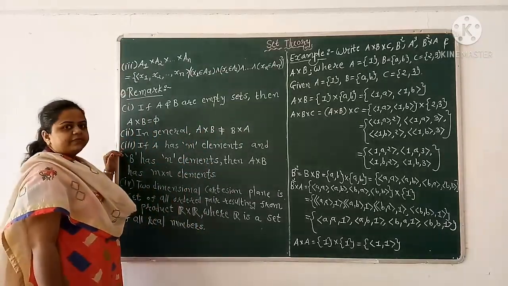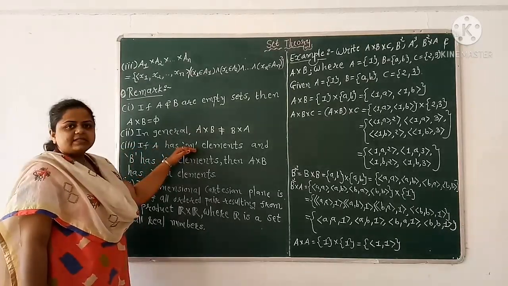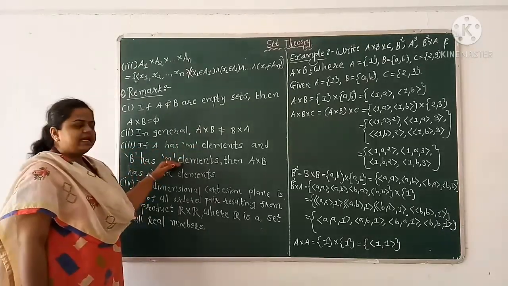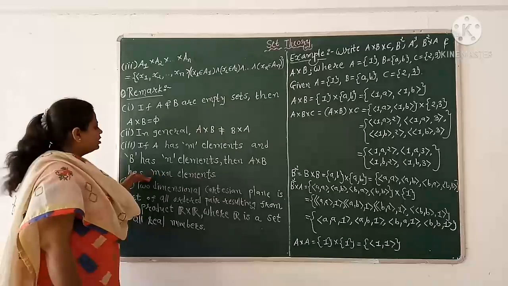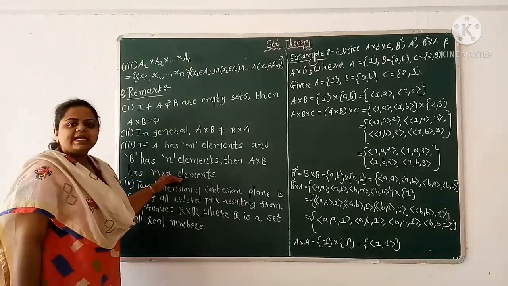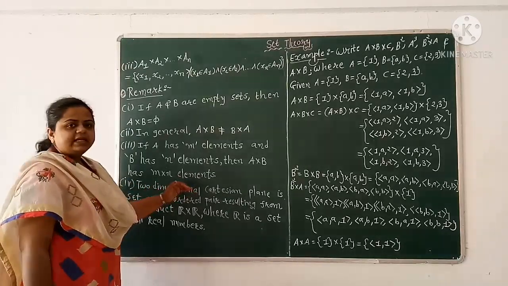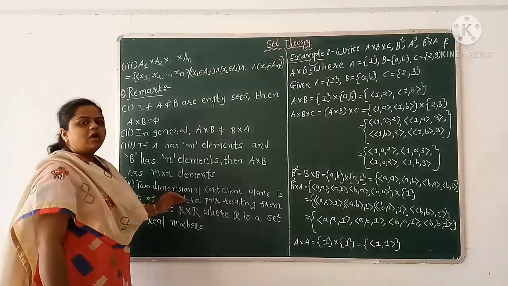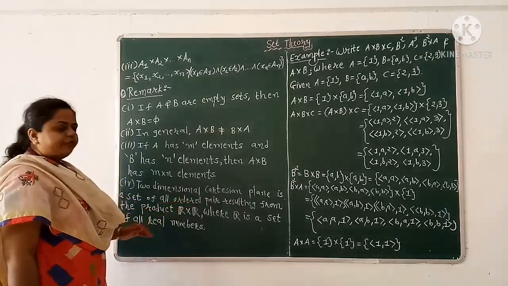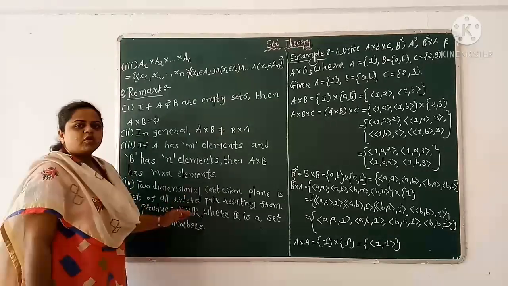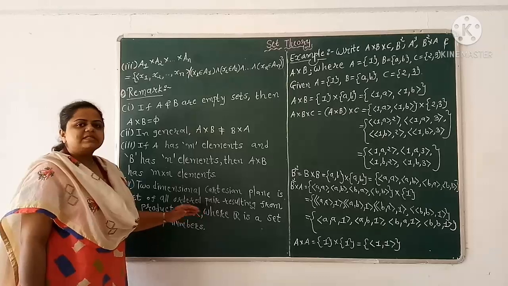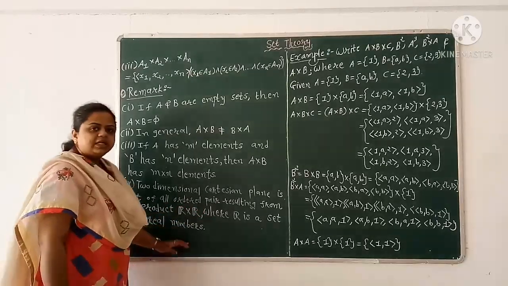Number 3: if A has m elements and B has n elements, then A cross B has m times n elements. The two-dimensional Cartesian plane is the set of all ordered pairs resulting from the product R cross R, where R is the set of all real numbers.